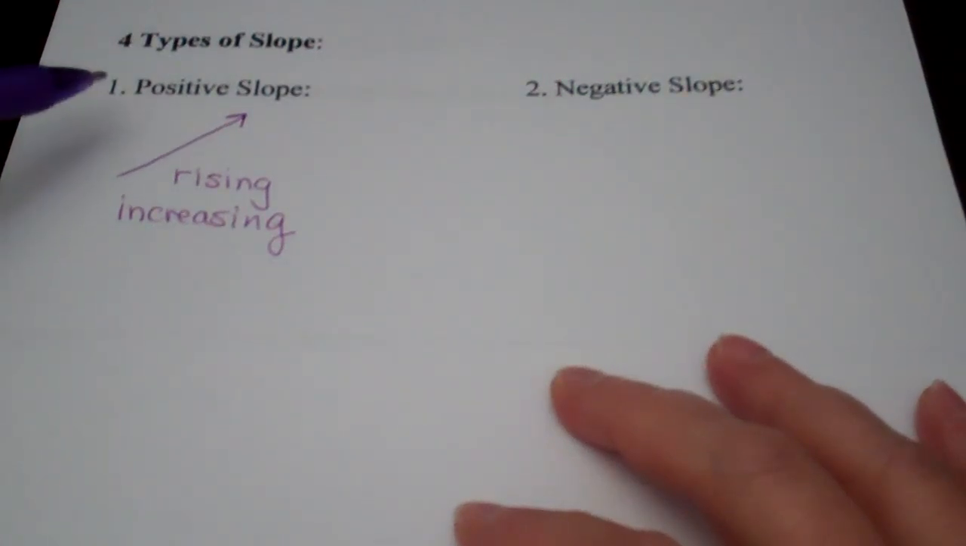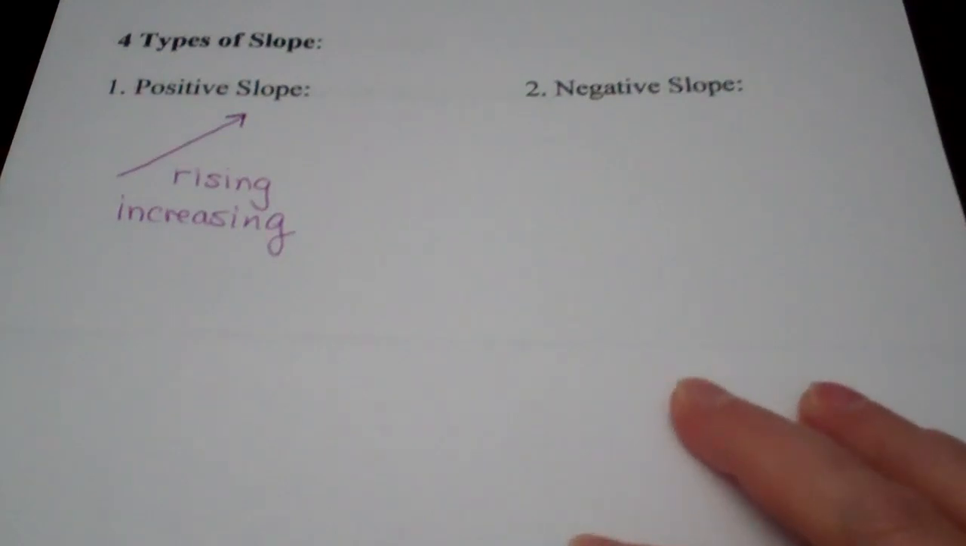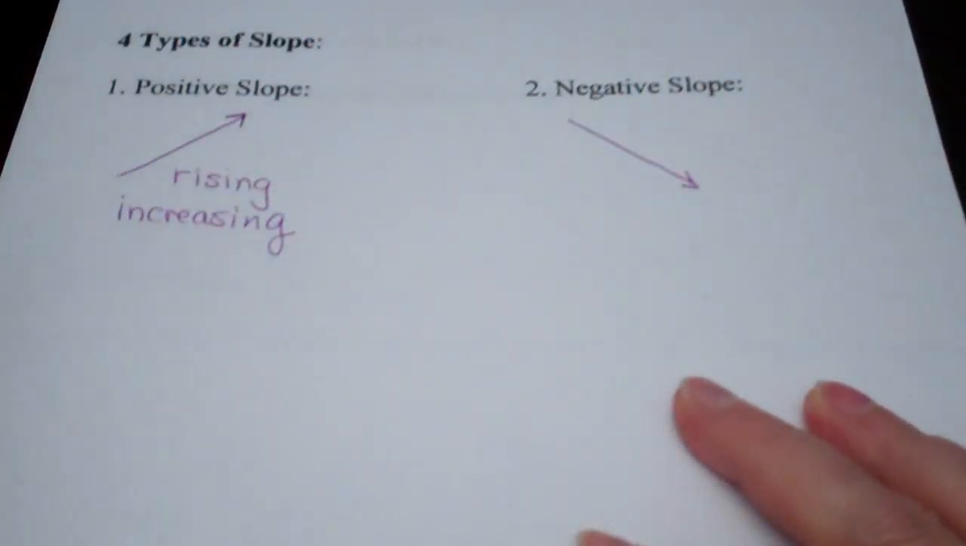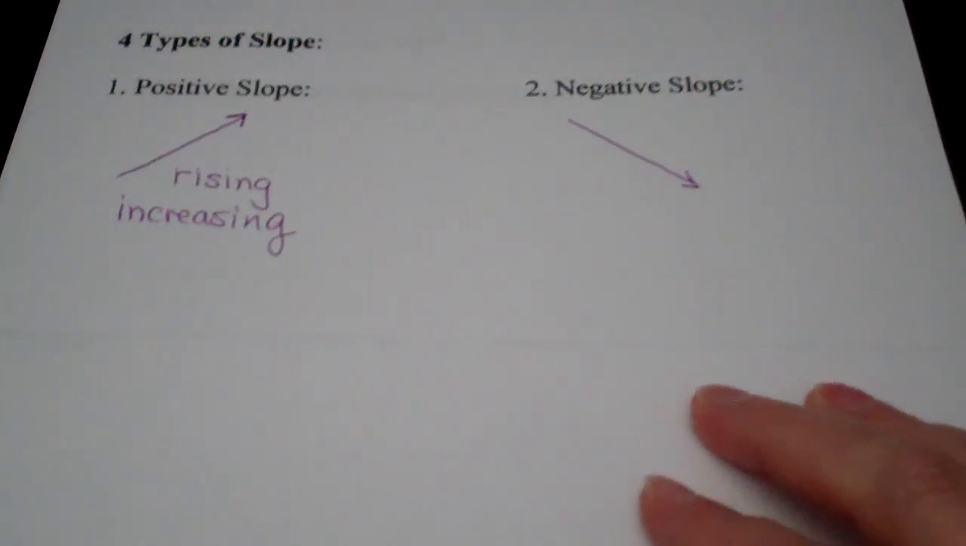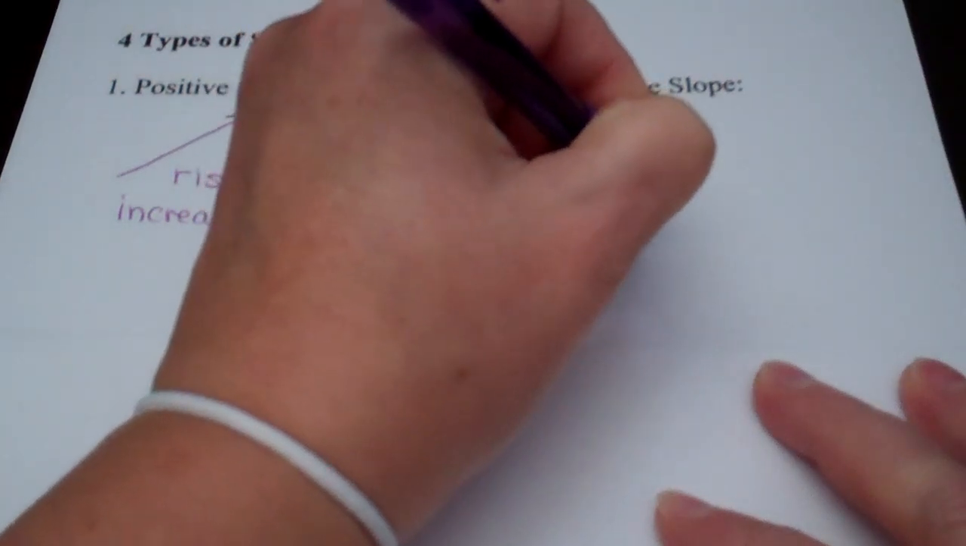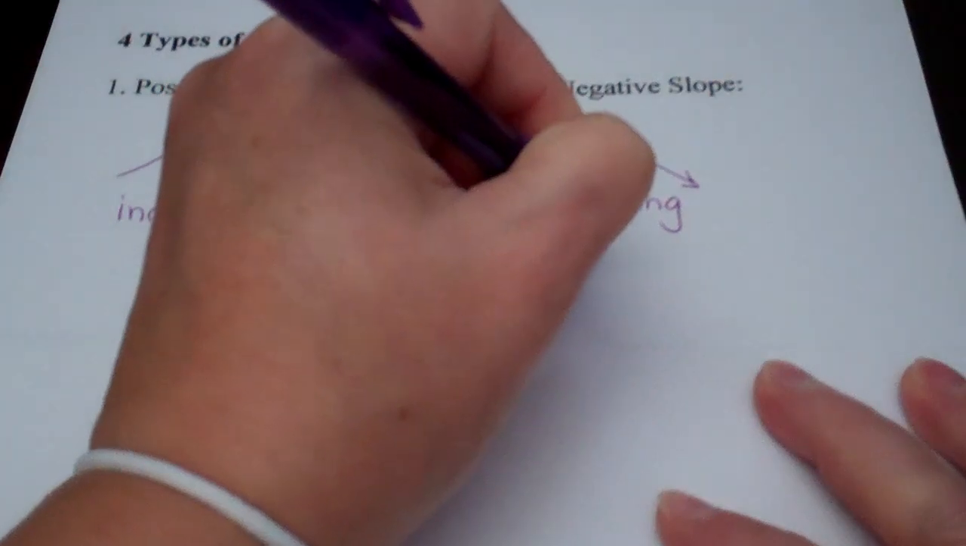So that's if our slope is a positive number, right? The opposite would be true for a negative slope. As we go from left to right, our line is going down. The y value is decreasing. So you could say that that was a falling line, or you could also call it decreasing.